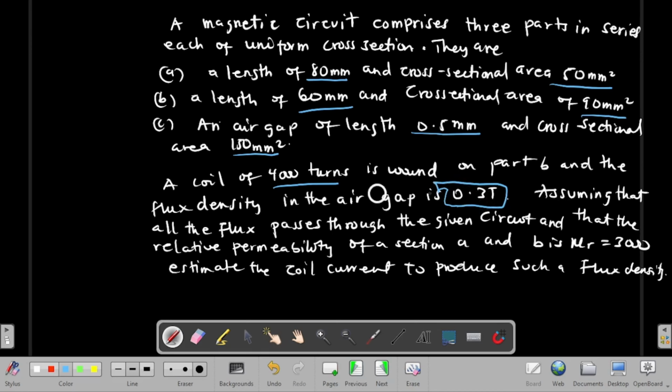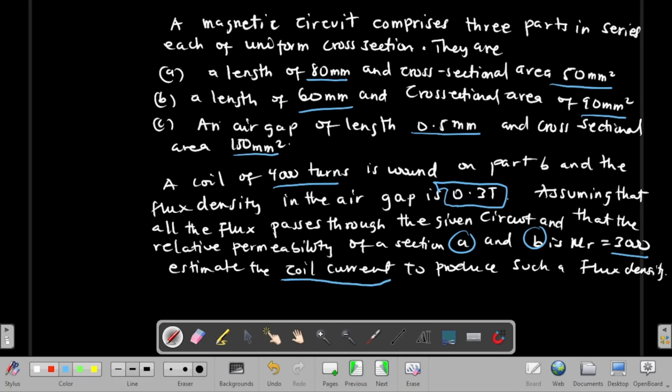Take note, assuming that all the flux passes through the given circuit and that the relative permeability of sections A and B, mu R, is 3000. Take note. So A and B is not an air gap. Air gap means that there is nothing there. So we only use the permeability of free space. But for A and B, we are going to use the relative permeability times our permeability of free space. So we have to estimate the coil current.